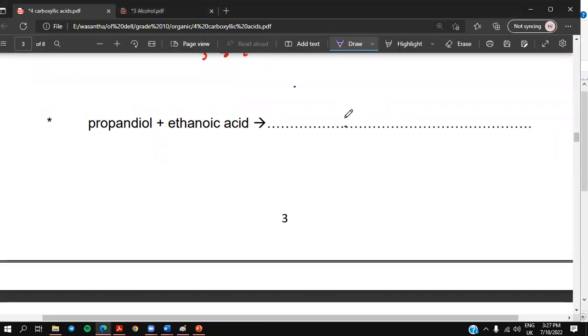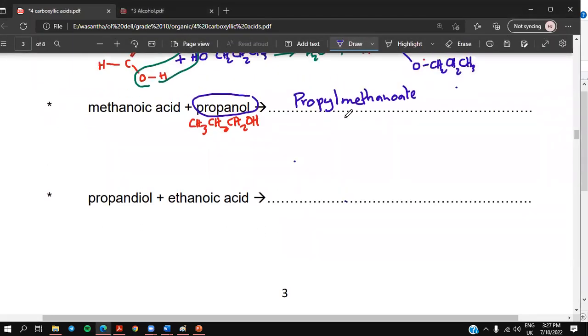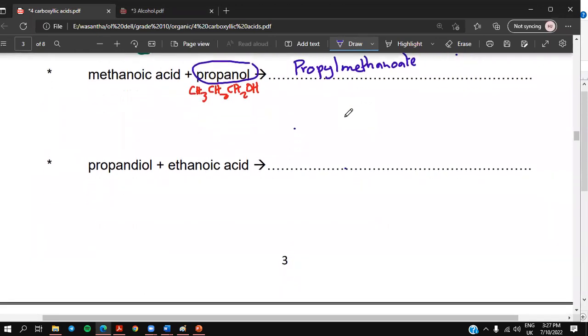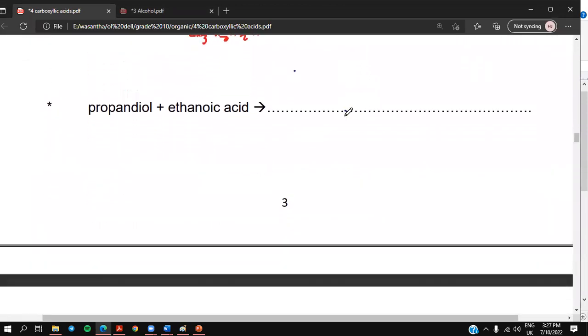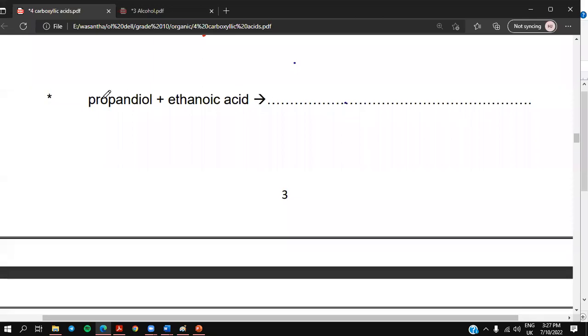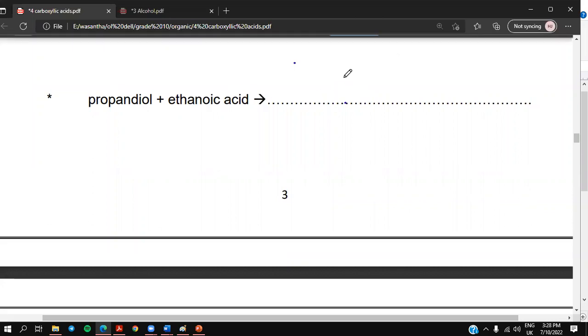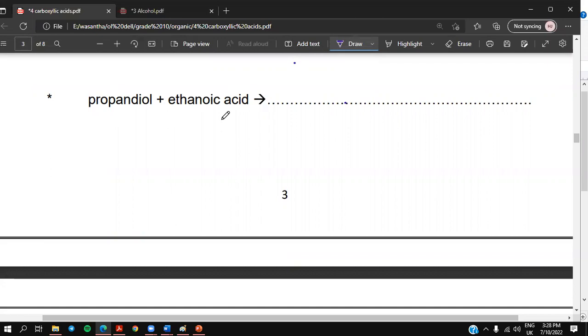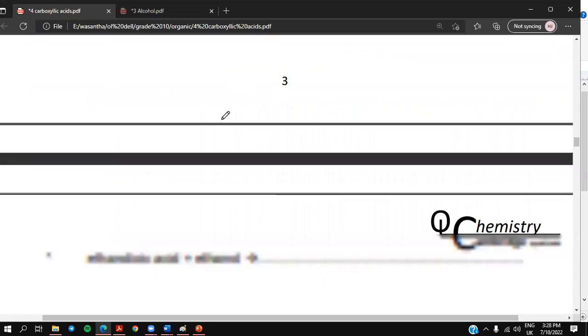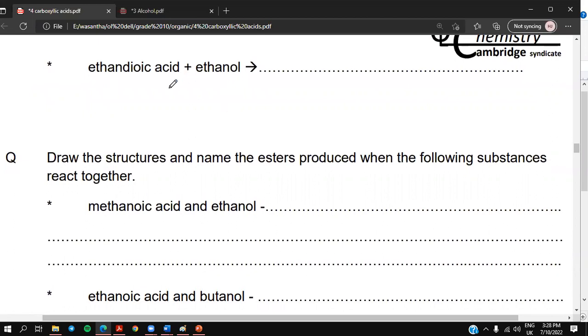If you understood this esterification lesson, you can write down this reactant combination, propanediol and ethanoic acid. Try to construct the structure of propanediol and ethanoic acid. And afterwards, ethanedioic acid and ethanol. What's the ester formed? You can figure it out and do the work. And afterwards, I have some more questions.